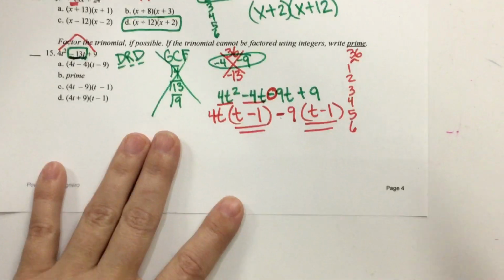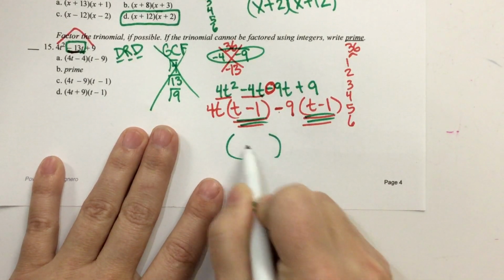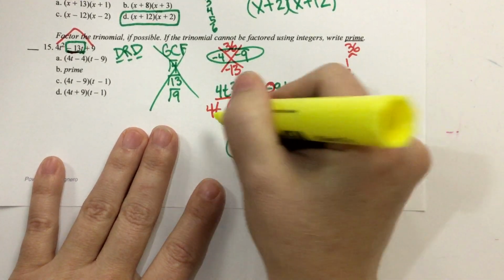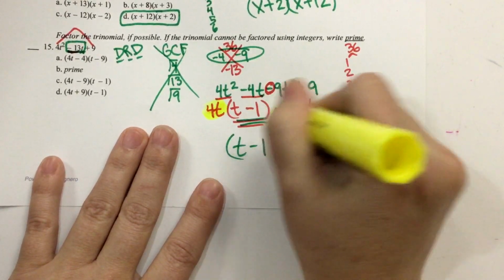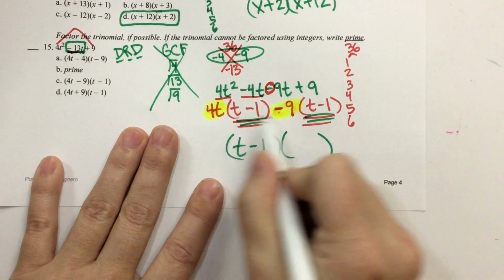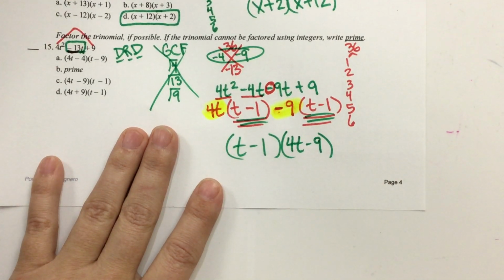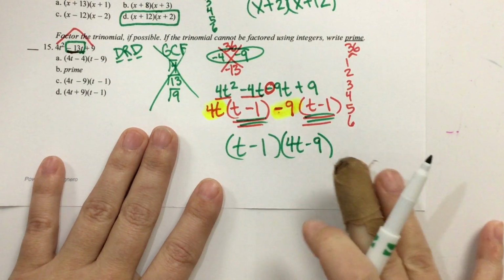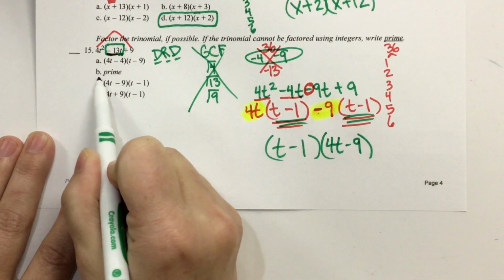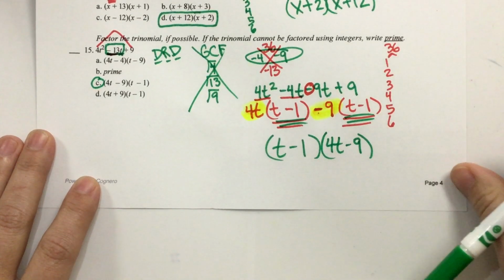Okay, the last step is very simple. Whatever both of these say, since they're the same thing, we write it one more time. And then whatever's left over, which is the guy in the front and the guy in the middle, we write it one more time. So 4t minus 9. And do you see that answer somewhere? It is C. So C has it written in reverse order from us, but that's fine.